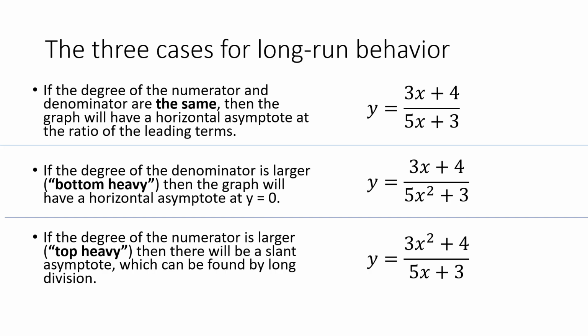The three cases that you'll need to know for finding the long run behavior are when the degrees are the same, and then you just take the ratio of the leading terms. So this would have a horizontal asymptote at 3/5. When it is bottom heavy, then the horizontal asymptote is automatically y equals 0. And when it's top heavy, you're going to get a slant asymptote. We'll do an example later in the video of that, but you would use long division, and that would tell you what it would be. There would be no horizontal asymptote in that case.